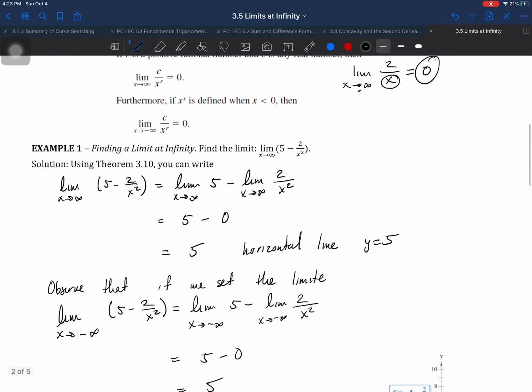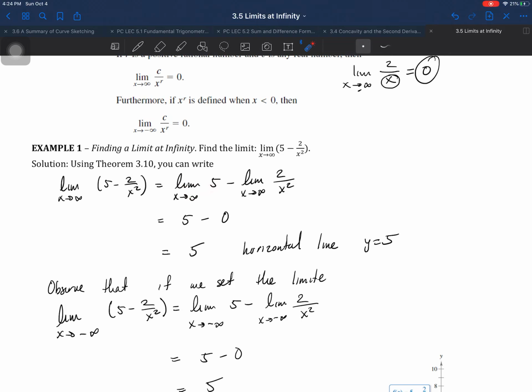All right, so here's an example. Let's find the limit at infinity for this value. Well, we already know that the limit of 5 is 5. The limit of this is going to be 0, right? So we can separate them into two different limits. Apply the limit for this.